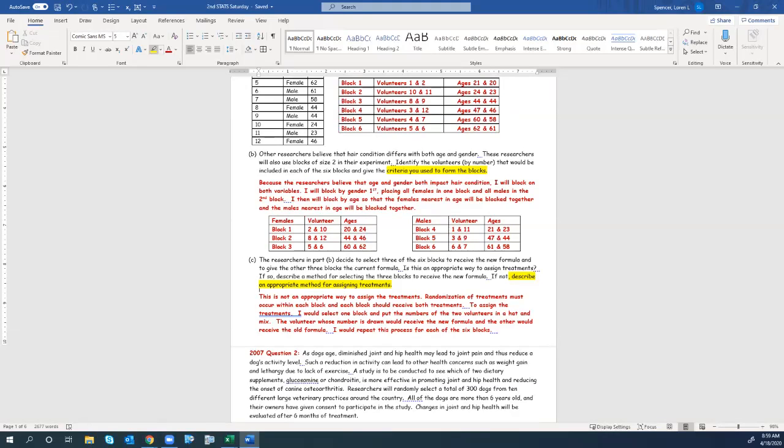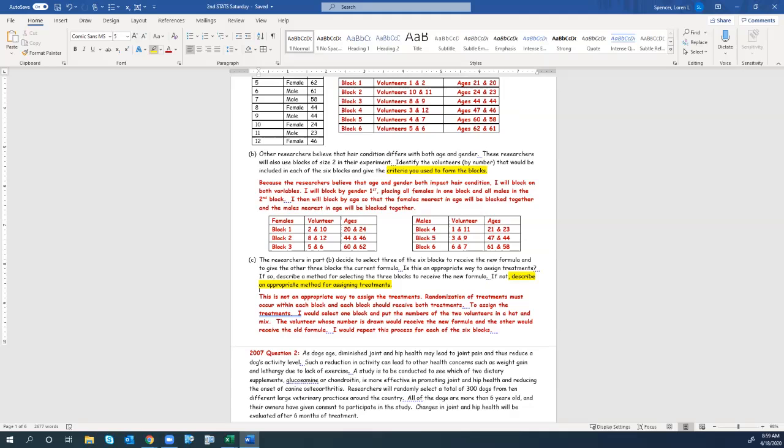Now, could you have done this by flipping a coin? Yes, but if you do that, you must say, I would take one block, I'd flip a coin. If it's heads, the low number would get the new treatment, and the larger volunteer number would get the current treatment. If it's tails, we would switch it. But you must be very specific.